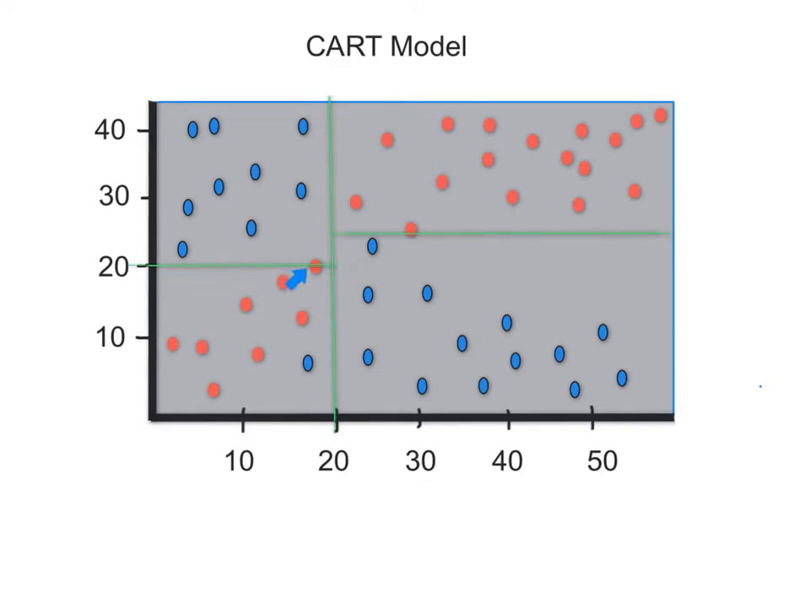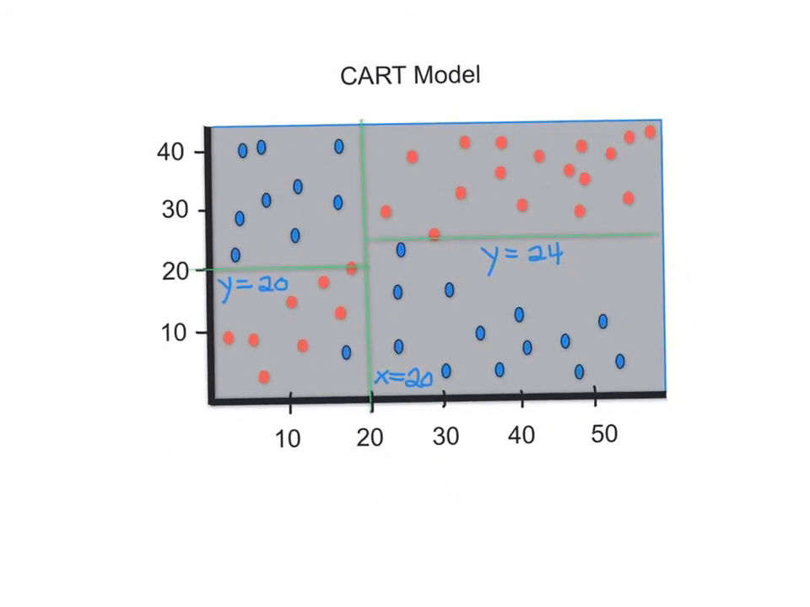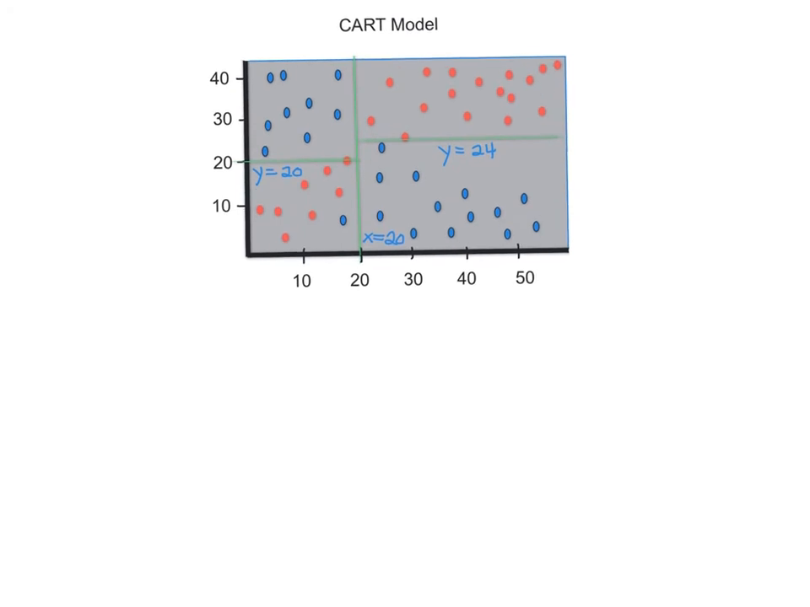This horizontal line segment here is y equals 20. And this vertical line segment here is at x equals 20. And then our last line segment, which is a horizontal line segment here, is at y equals, that looks like about 24. So we're going to use these line segments to help us build our tree. Let's take our model and shrink it up and move it up.